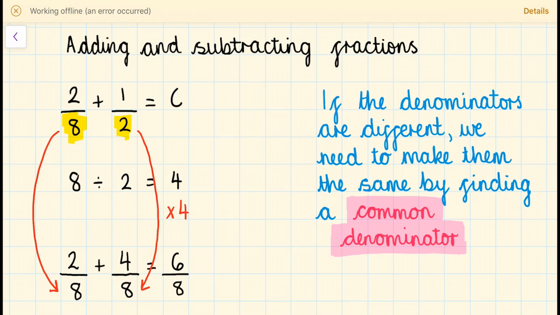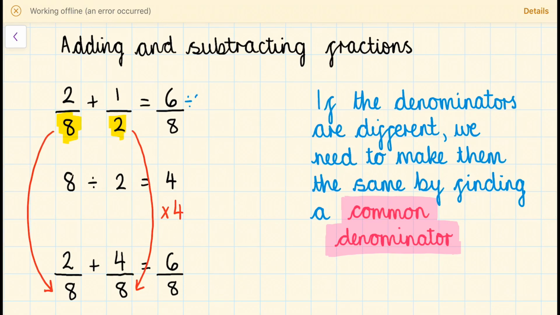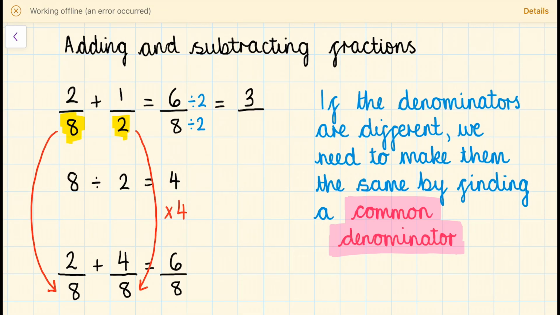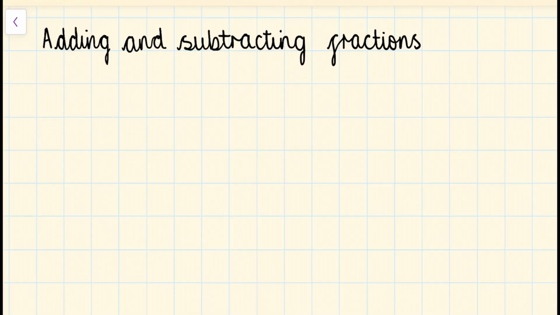Now we can take this one further, and if we recognise that 6/8 can actually be simplified, both of those numbers can be divided by 2, and when we do that, we get 3/4. So 2/8 add a half is actually equivalent to 3/4.